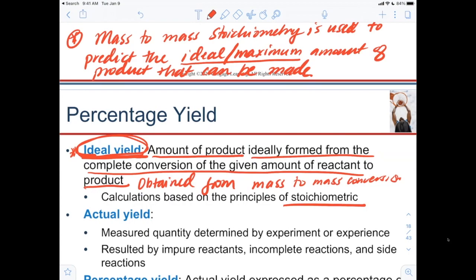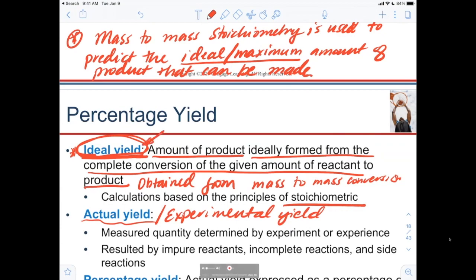So they're telling you right here that you can get the ideal yield only from doing math, right? And then the actual is what really happens when you go into lab. Sometimes the actual is called experimental. I have seen books that refer to that as experimental yield. Now these ideal values are your predictions. You're saying, when I go there, this is what I should get. These are kind of your goals.